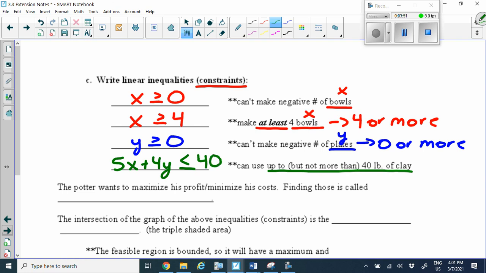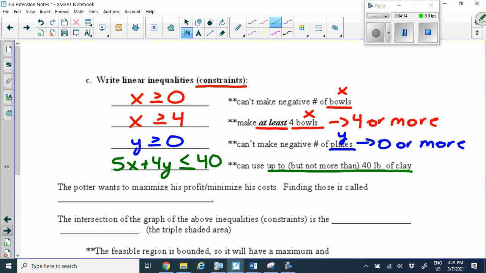Now you might be wondering, how did I know to use the clay stuff? Well, think about when we did systems of linear equations and we created our 2 equations. Well, clay, the pounds of clay, that all have something in common, the amount of clay used. So we all put that in one inequality. So we're going to use that same idea when we write this.